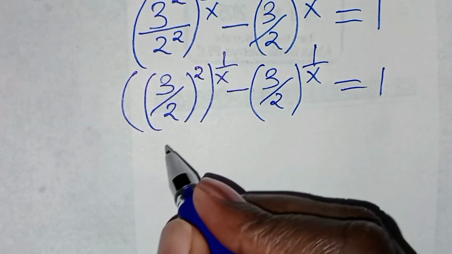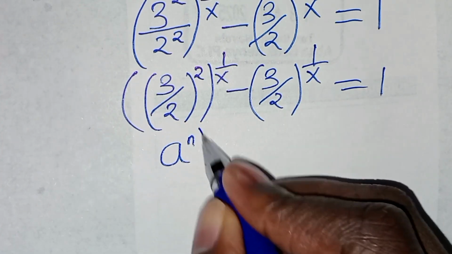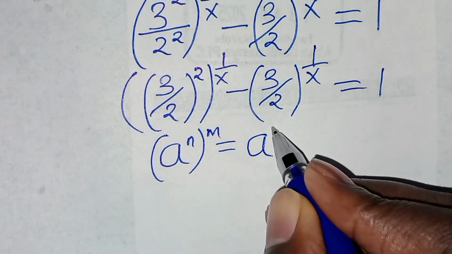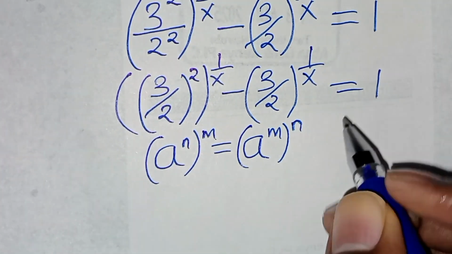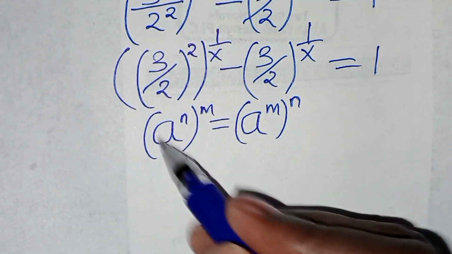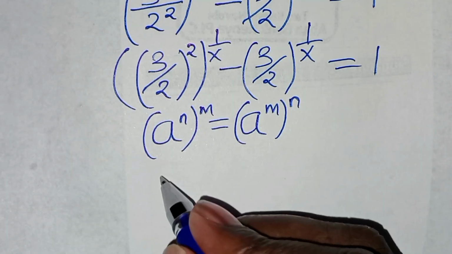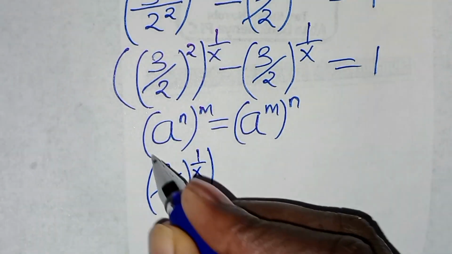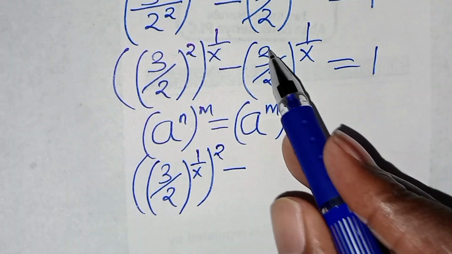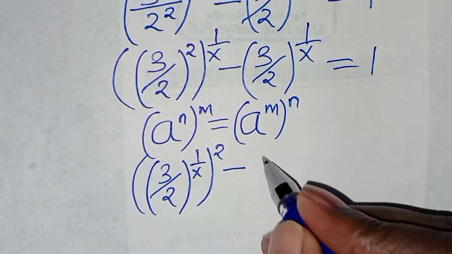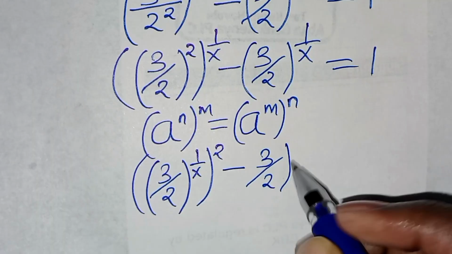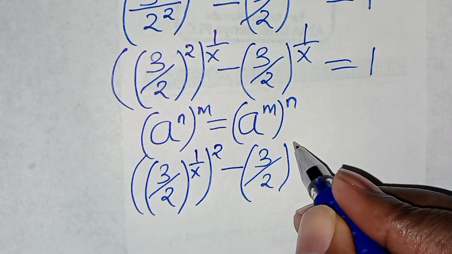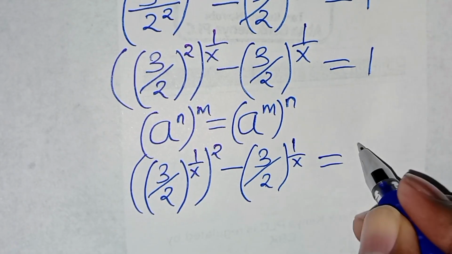Now, this is in the form of a to power n raised to power m, which we can express as a raised to power m times n. Applying this exponent property, we have 3 over 2 raised to power 1 over x, then raised to power 2, subtract 3 over 2 raised to power 1 over x. Applying this property, this is the same thing as 3 over 2 raised to power 1 over x, equal to 1.